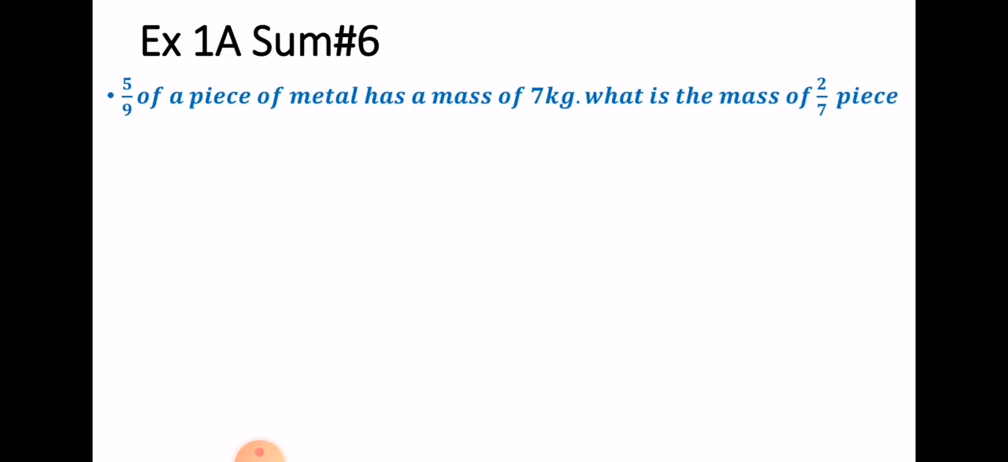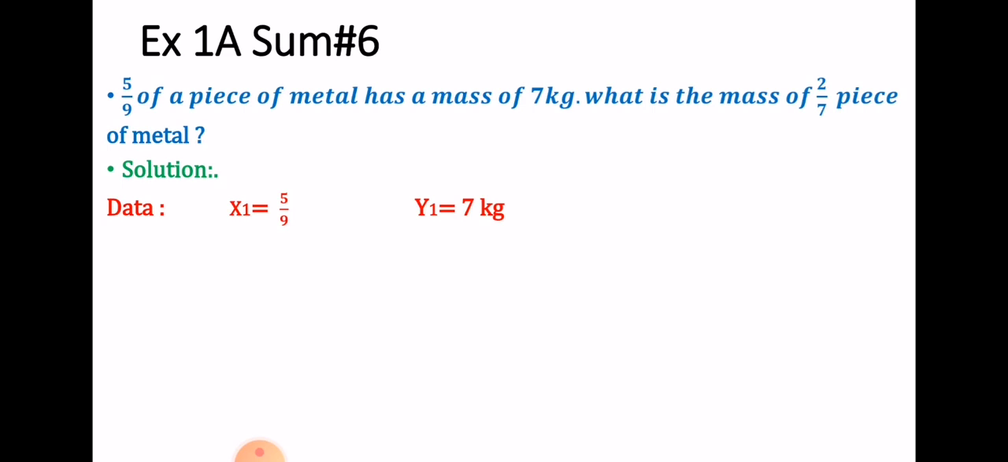Question number 6 is 5 over 9 of a piece of metal has a mass of 7 kg. What is the mass of 2 over 7 of the piece of metal? 5 over 9 of a piece of metal, let's suppose a piece of metal is given, and 5 over 9 part of the piece has a mass of 7 kg. So you have to find the mass of 2 over 7 of the piece of the same metal. So let's move towards the solution.